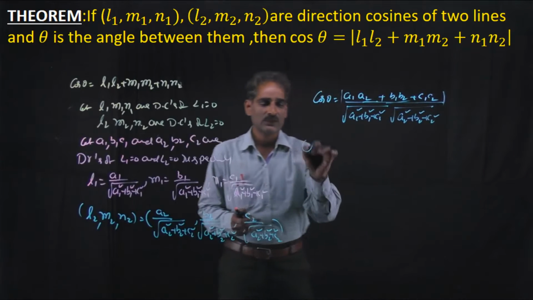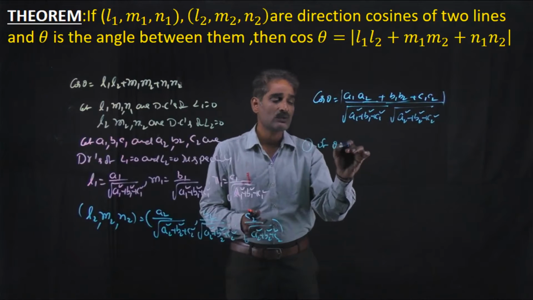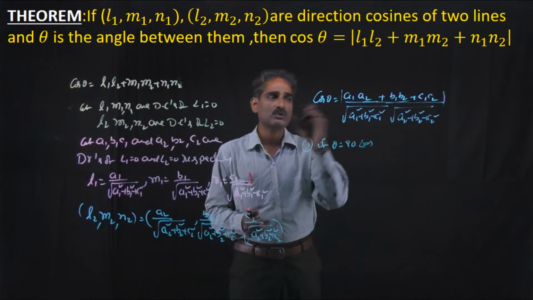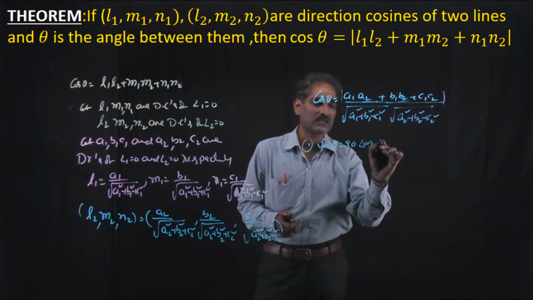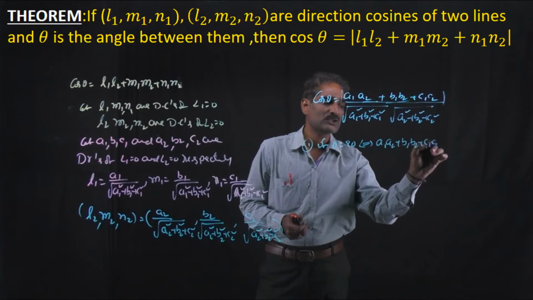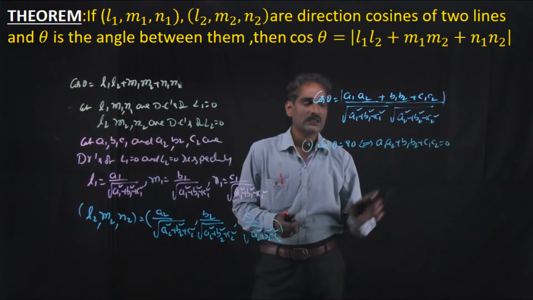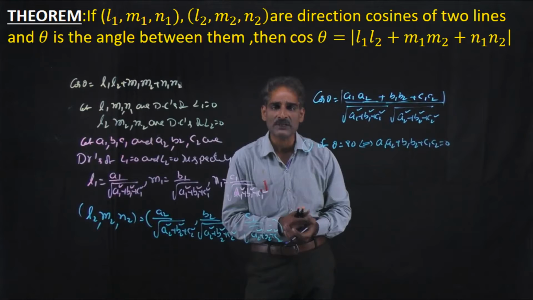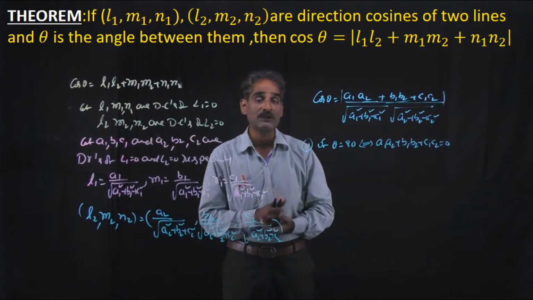If theta is equal to 90 degrees, what will happen? Cos 90 is 0. So the numerator should be 0. This implies A1 A2 plus B1 B2 plus C1 C2 equal to 0. If A1 A2 plus B1 B2 plus C1 C2 is 0, then we can say that the given two lines are perpendicular lines. Otherwise, the angle between the lines is 90 degrees.